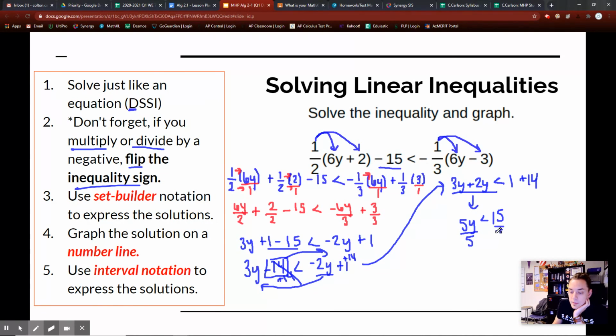How do I do this? Divide by 5, because that's multiplication. Am I dividing by a negative? No, I'm not. So I don't need to flip the sign. So y is less than 15 divided by 5, which is 3. That's my final answer. Fantastic.